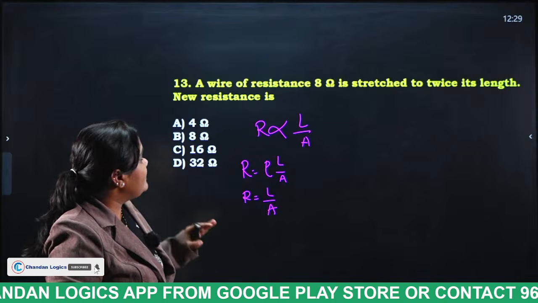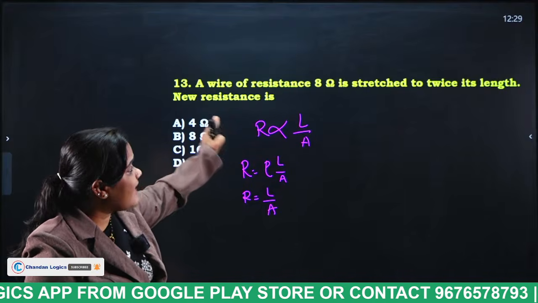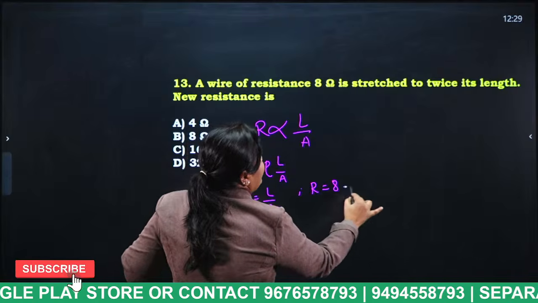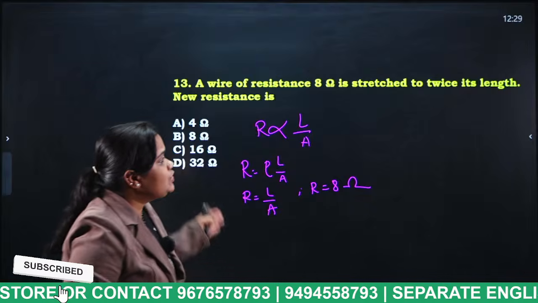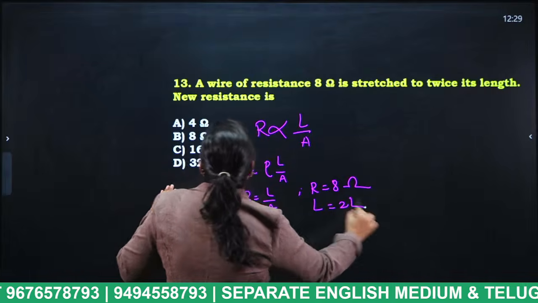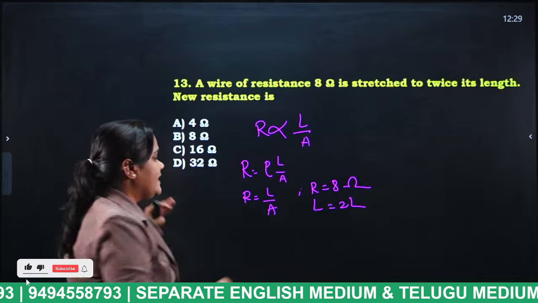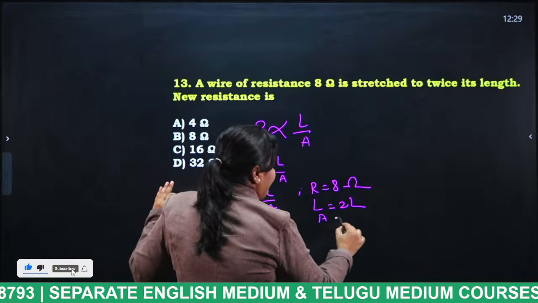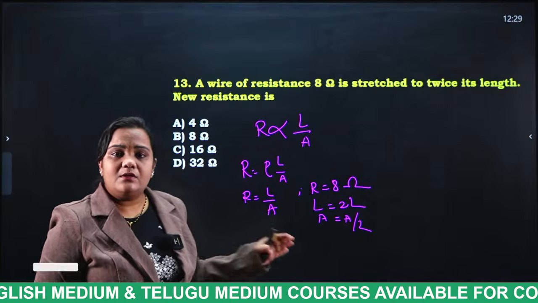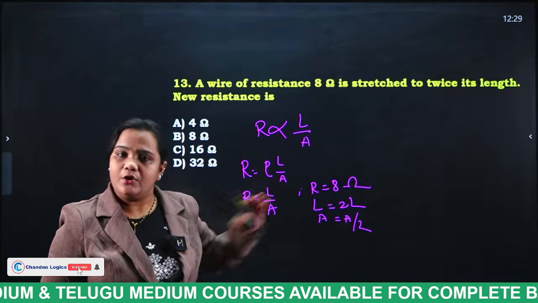So what have they given, students? A wire of resistance 8 ohms. They have given R is equal to 8 ohms. It's stretched to twice its length. They have given that L becomes 2L. New resistance is? So consider the area becomes A by 2. If the length is 2L, the area will be A by 2, right?